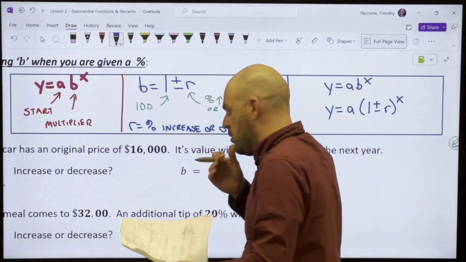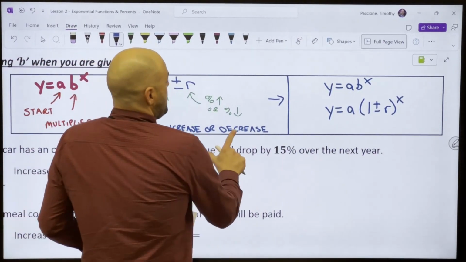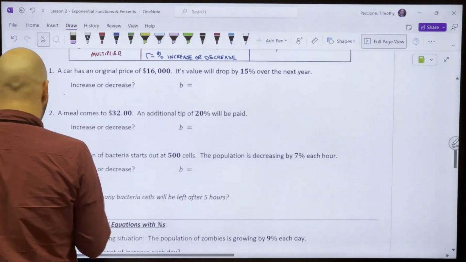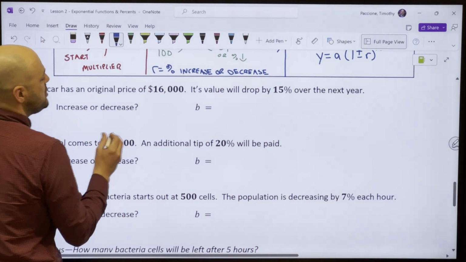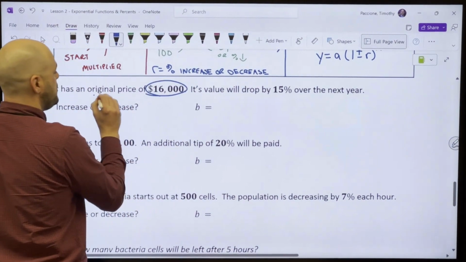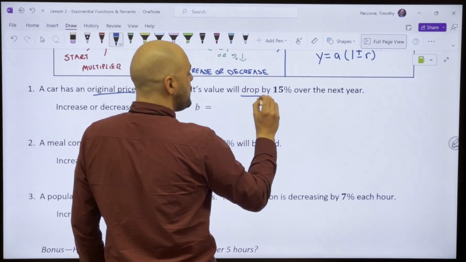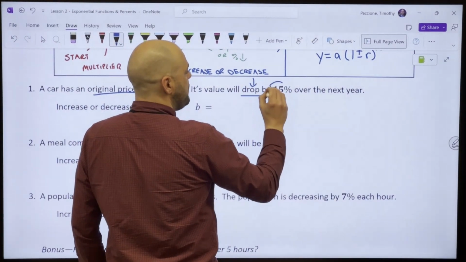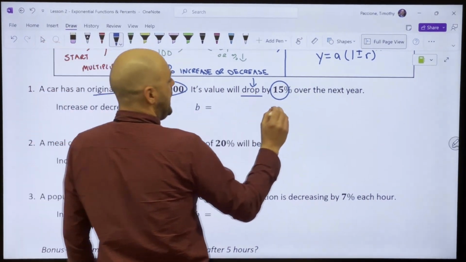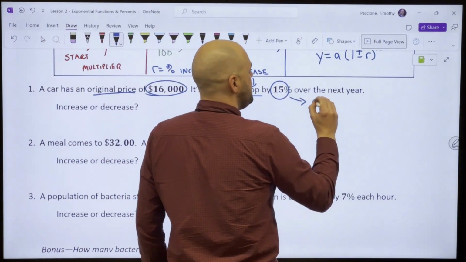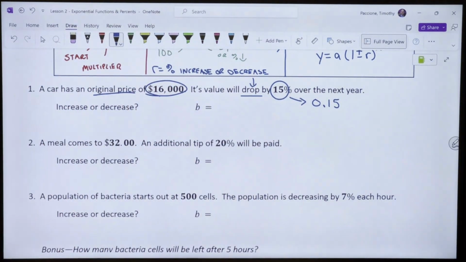Okay? So we'll go over some examples, we'll talk about some zombies, and then we'll be done. Zombies? What is he talking about? Okay. So here we go. A car has an original price of $16,000, sorry. It will drop, meaning go down, by 15% over the next year. And I'm just going to go ahead and turn that into a decimal right now because I probably will have to.